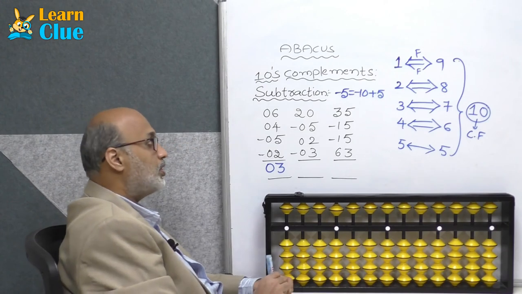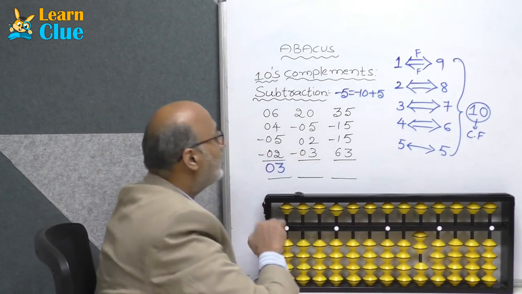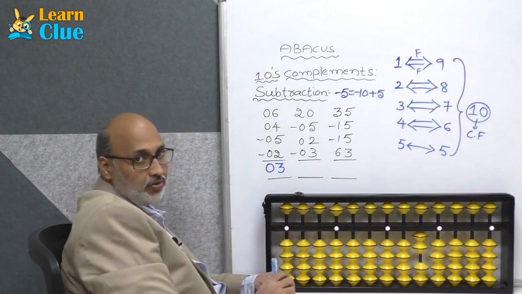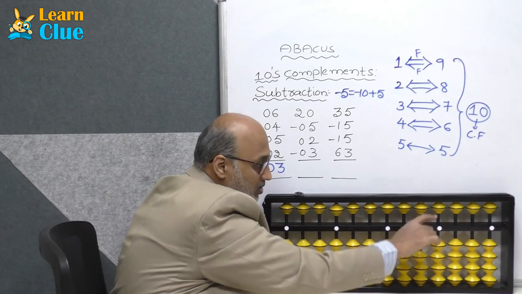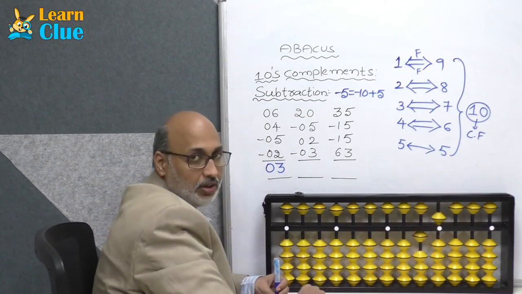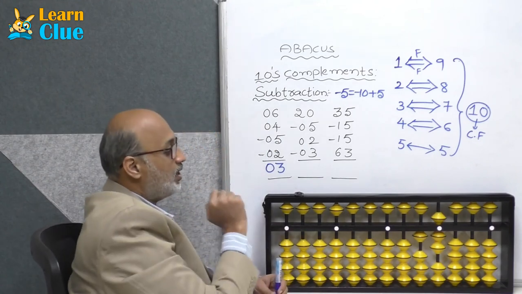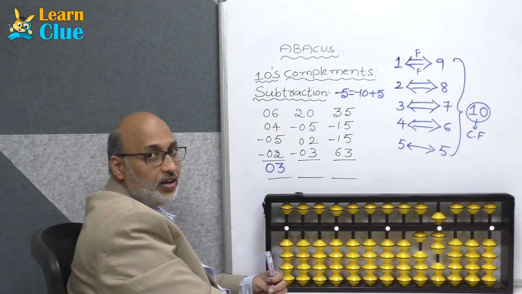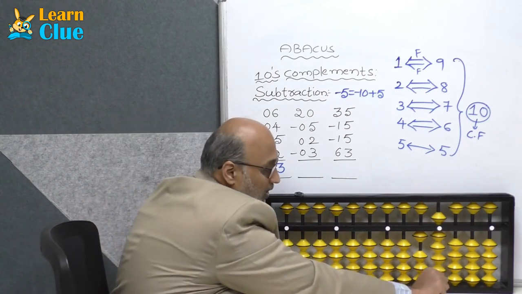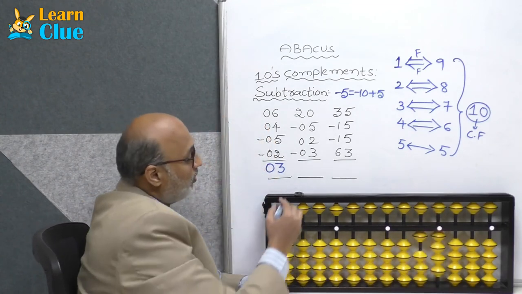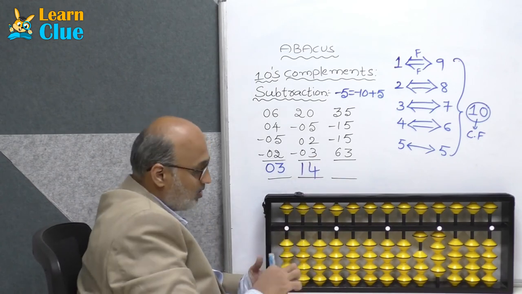Next problem, 20. Minus 5. How to do minus 5? Who is the friend of 5? 5 itself. So minus 10 plus 5. Now they are asking plus 2, which is direct. Now they are asking minus 3. Try in 5's complements. What is the technique of minus 3? It is nothing but plus 2 minus 5. What is the answer? 14 is the answer.